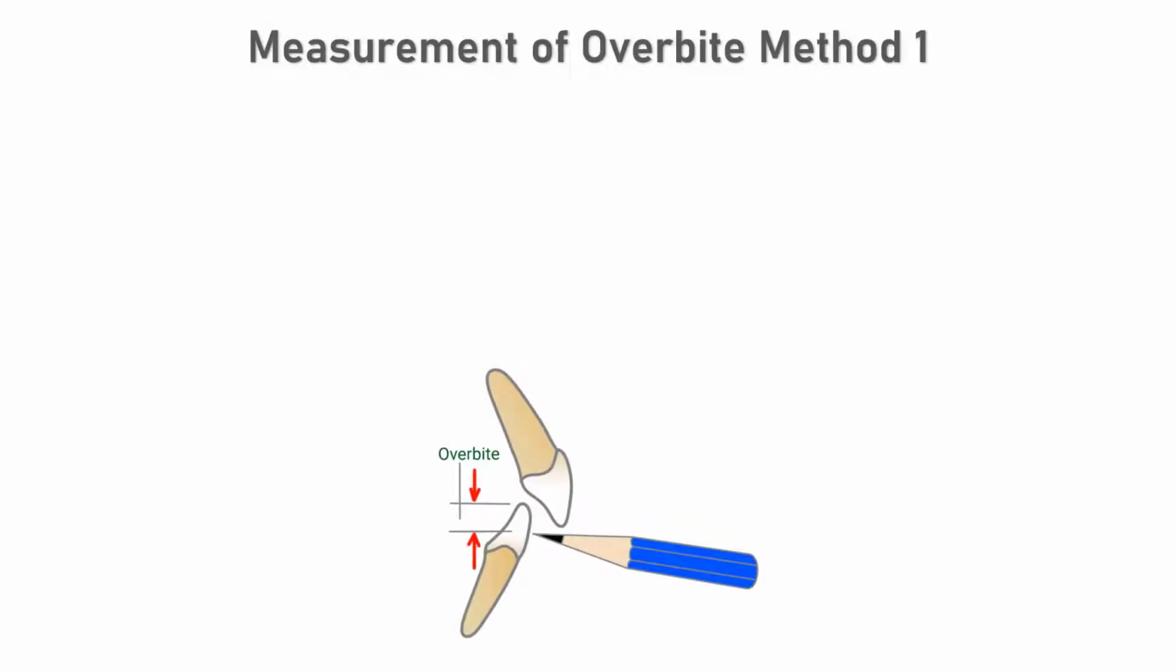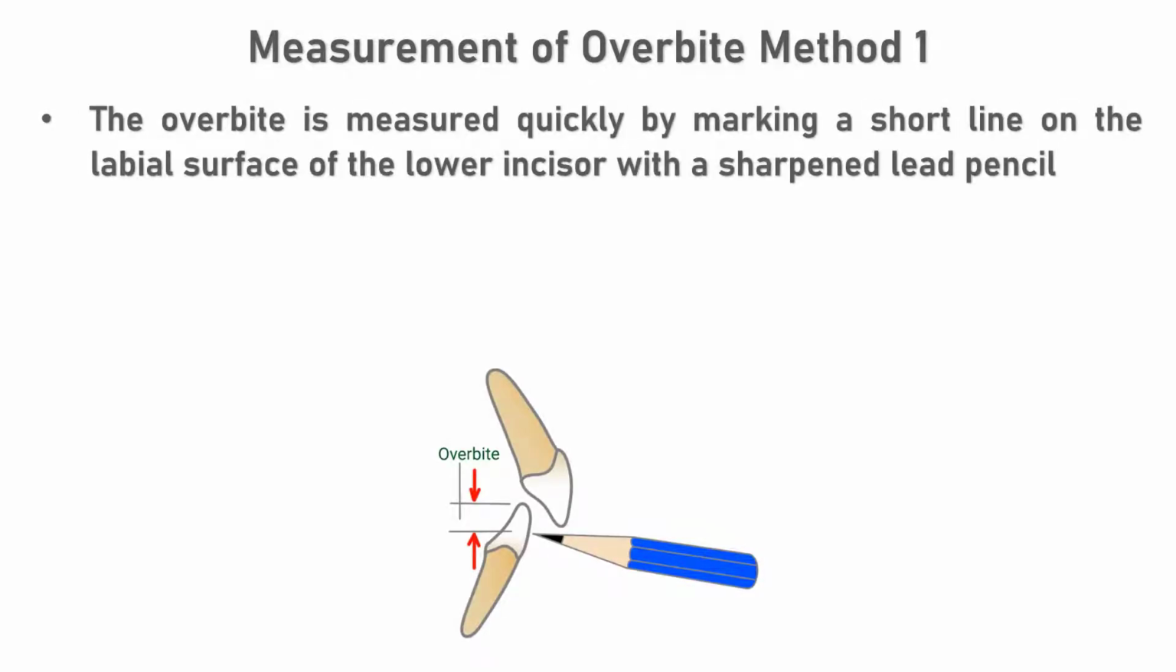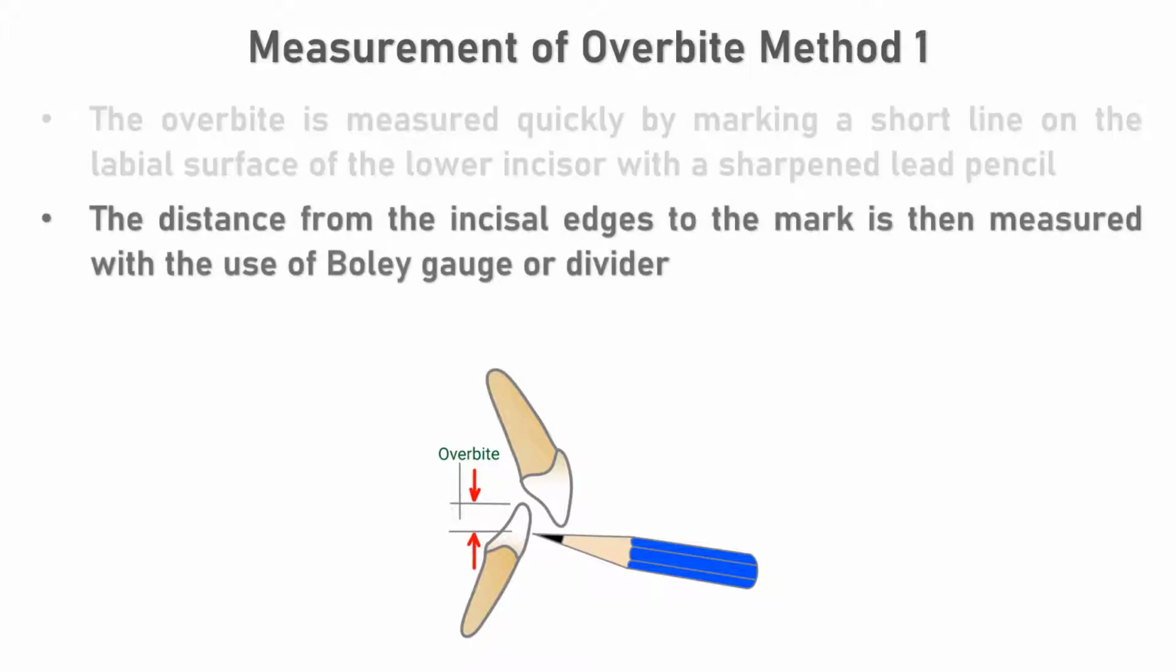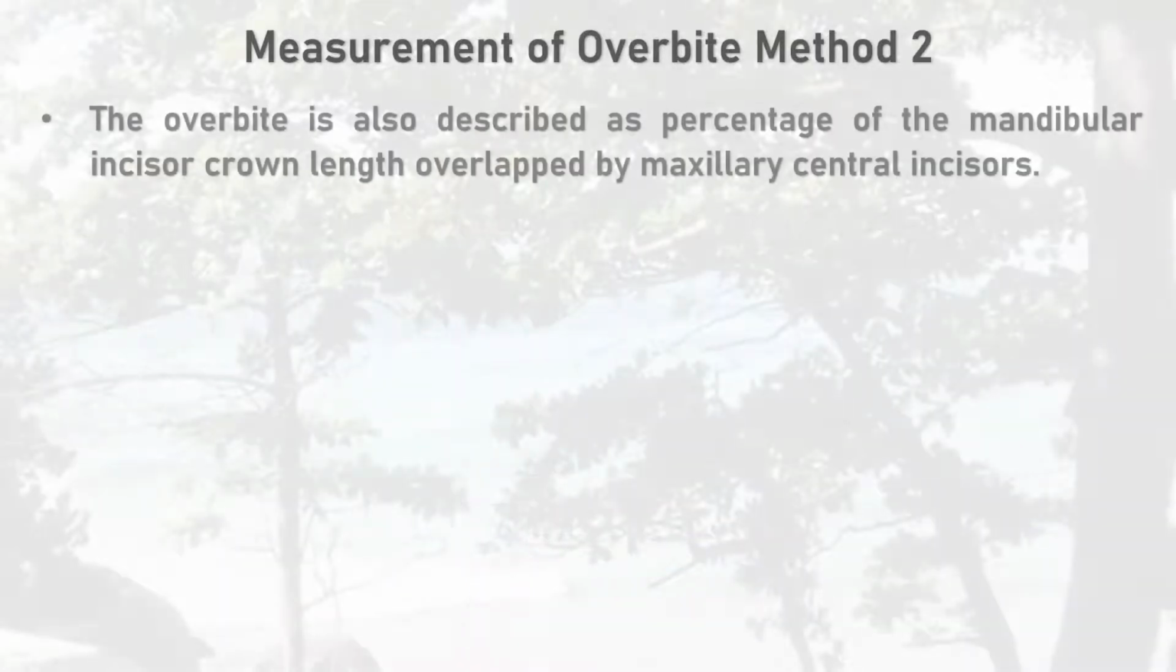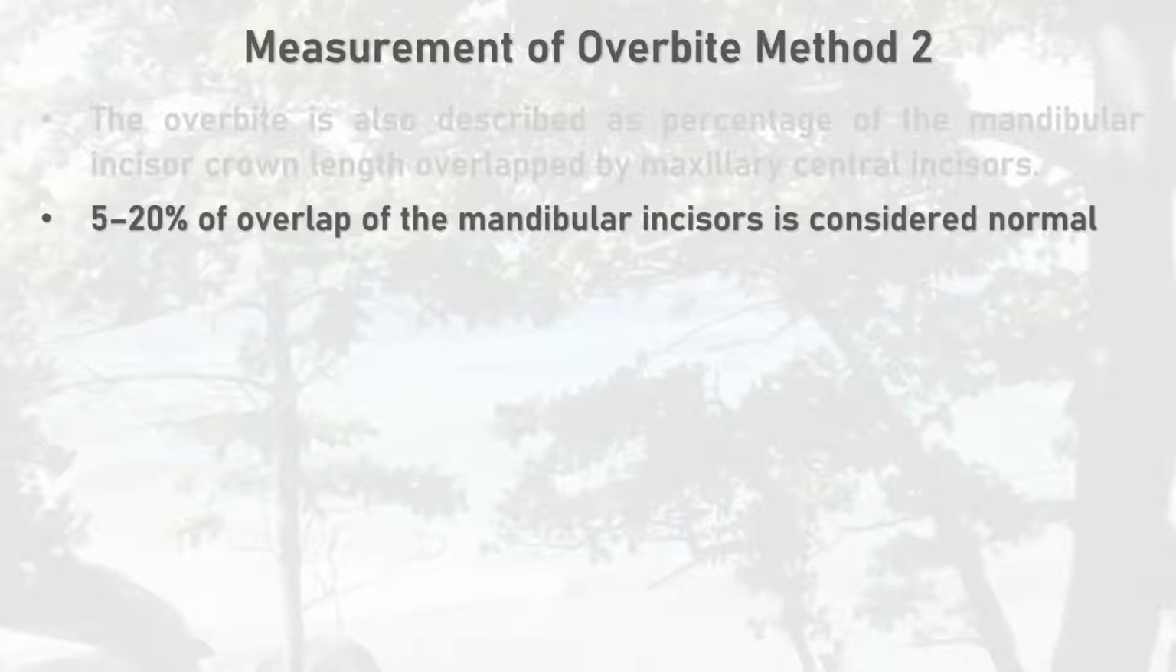It is usually expressed in millimeters. The overbite is measured quickly by marking a short line on the labial surface of the lower incisor with a sharpened lead pencil. The distance from the incisal edges to the mark is then measured with the use of a Boley gauge or divider. Normal value of overbite is between 1 to 3 millimeters. The overbite also can be described as percentage of the mandibular incisor crown length overlapped by the maxillary central incisors. 5 to 20% of overlap of the mandibular incisor is considered normal.